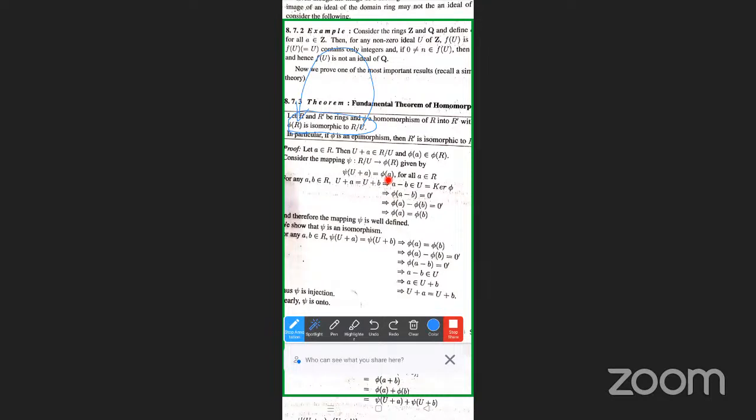Now we have to show that this mapping is one-one, onto and a homomorphism. Then we can say that psi is an isomorphism from R/U to pi of R. Is it clear? So this is the theorem statement.